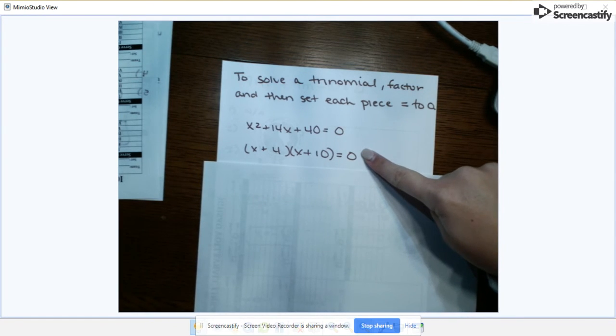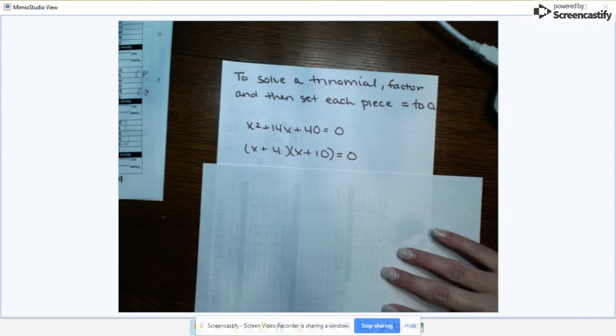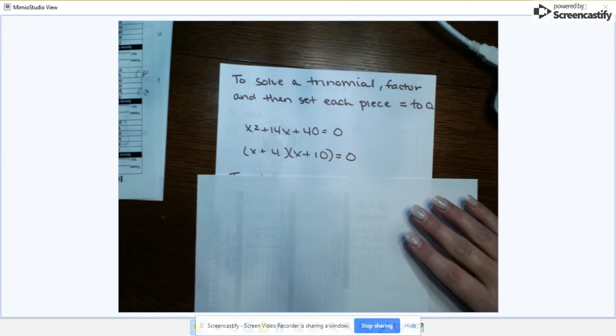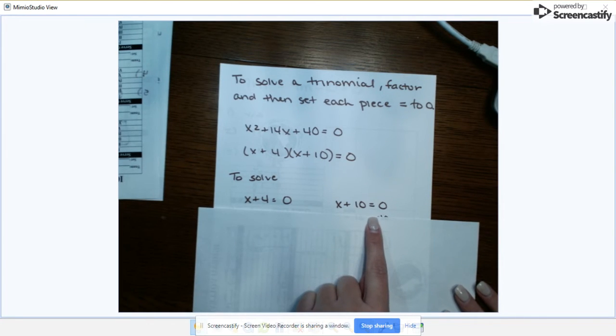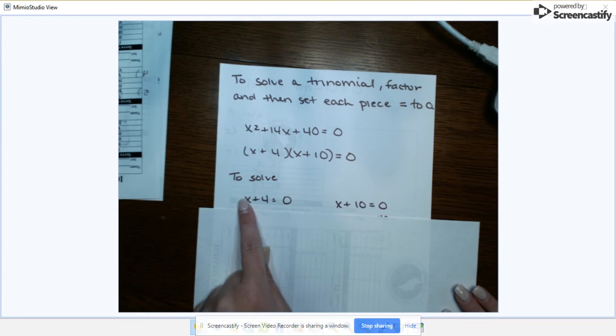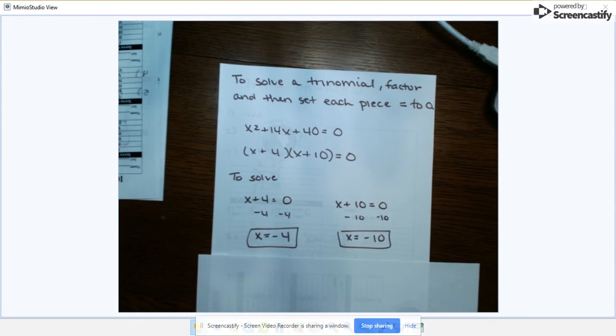So now in order to solve means we're looking for what x equals. So I said x plus 4 equal to 0 and x plus 10 equal to 0. And now these are basic one-step equations. To get x alone, we're going to subtract 4 here, subtract 10 here. Our solutions would be x equals negative 4 or x equals negative 10.